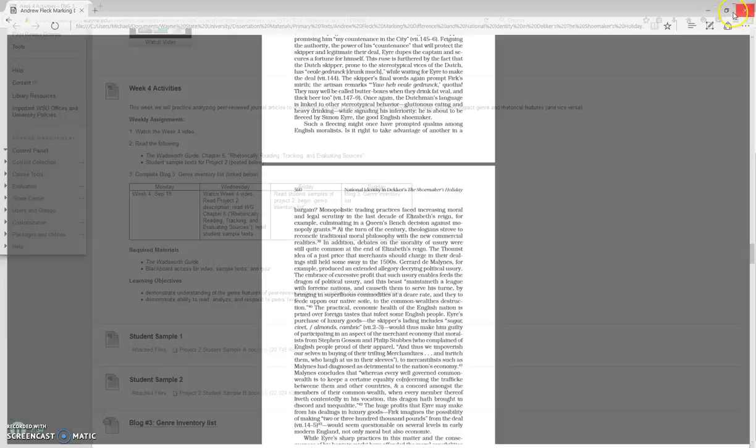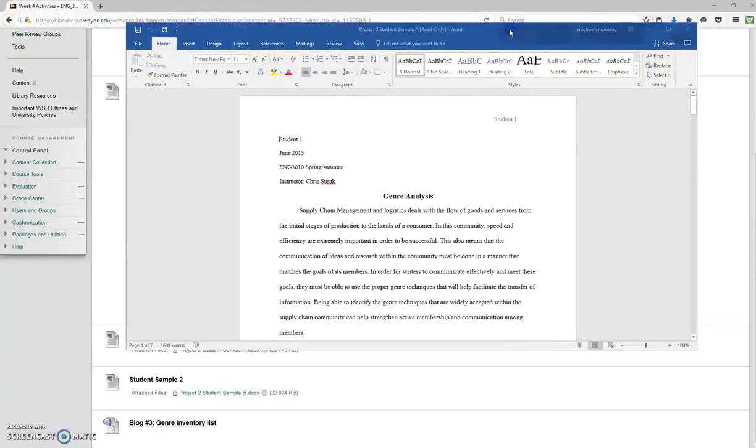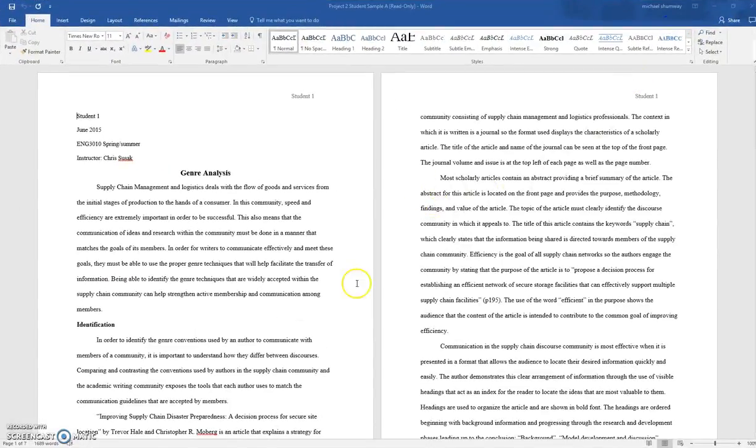Now I want to take a look at the student sample so you can get a sense of what Project 2 looks like. As I said with the genre inventory, we're more focused on the article as an object rather than the article as presenting an argument. I'm focused on the various components that make the article actually work, as opposed to what the author is trying to say. We'll focus on the argument and what they're saying later, but for now we're just focused on what the thing looks like.